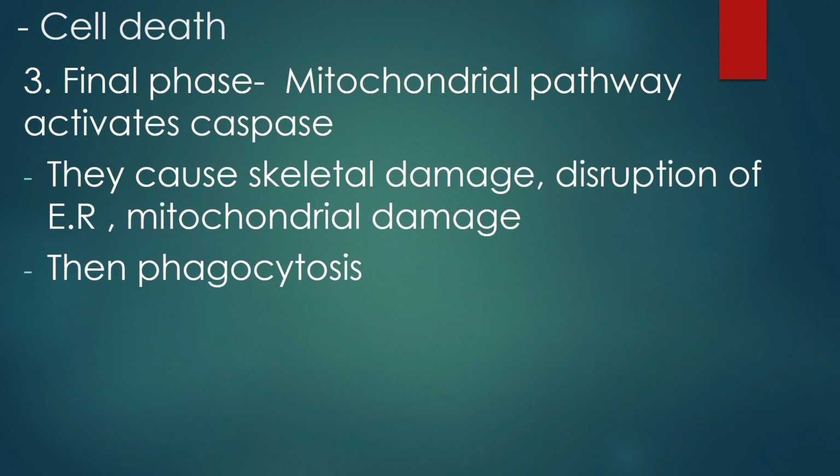Then we have cell death. In this the final phase is the mitochondrial pathway, which is going to activate the caspase and they will cause skeletal damage or any disruption of ER, and damage to mitochondria can also occur. Then after that occurs phagocytosis.